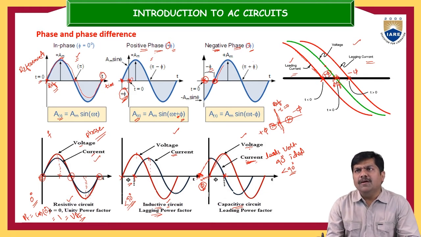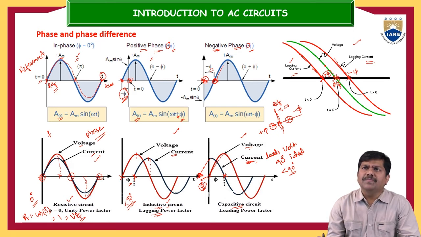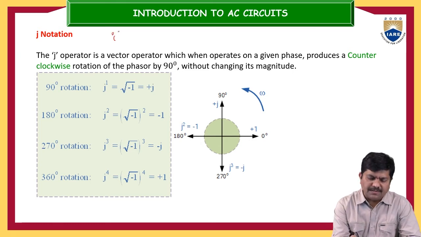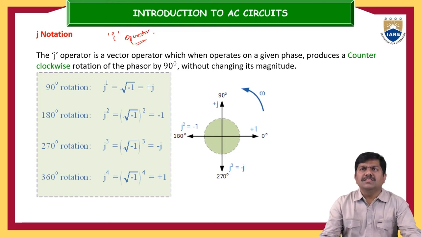Next is one more quantity. If you compare this with the green one, the green one is the reference, and this one is lagging by some angle. So this quantity is the lagging quantity with respect to the green quantity. One more generalized notation is the j notation, also called the j operator, or in mathematics and trigonometry, the i operator or j operator.